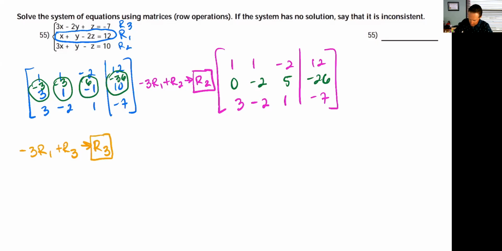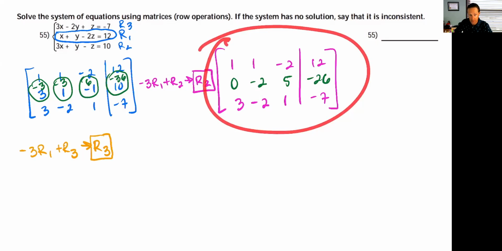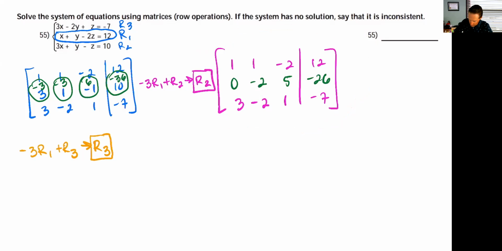Again, that's the only thing that's going to change from this new matrix, and that will then leave me with no change in row 1. So 1, 1, negative 2, 12. No change to our new row 2, which is 0, negative 2, 5, negative 26.